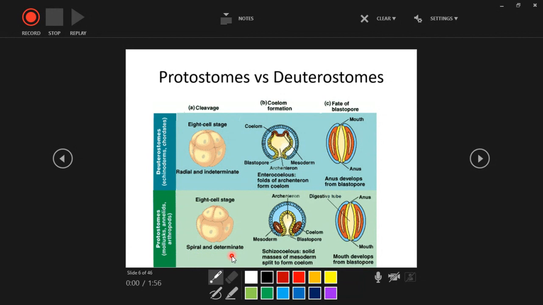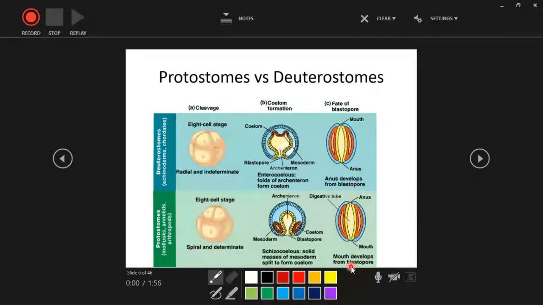And so it's determinate. Now, the kind of coelomic formation is schizocoelous, and it's the solid masses of the mesoderm will split to form the coelom. So you see here, from the mesoderm, the red, see how it's split? It's solid here and here, so it's schizocoelic. And then now, what is the fate of the blastopore for the protostomes? The mouth develops from the blastopore, all right? So in the protostome, mouth first from the blastopore.